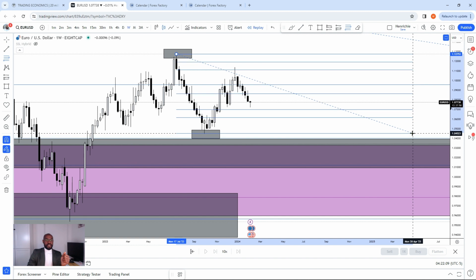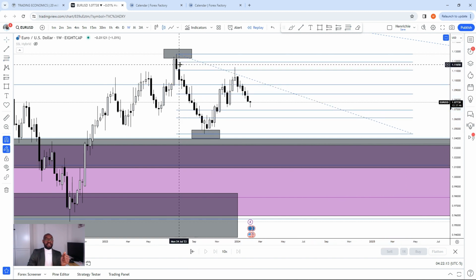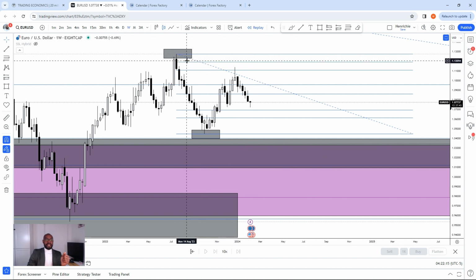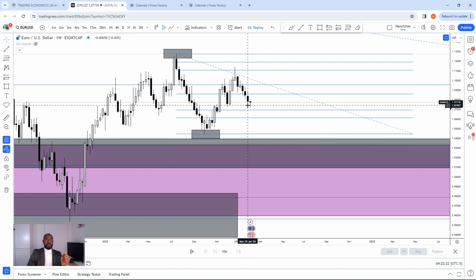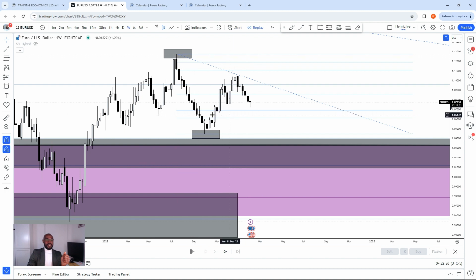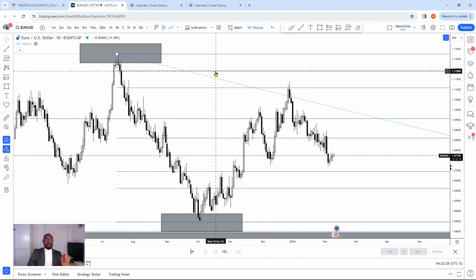And if we use our Fibonacci, you can see very clearly price came into extreme premium on the weekly. And look at the displacement to the downside. Look at the extreme discounts. Go to the daily.